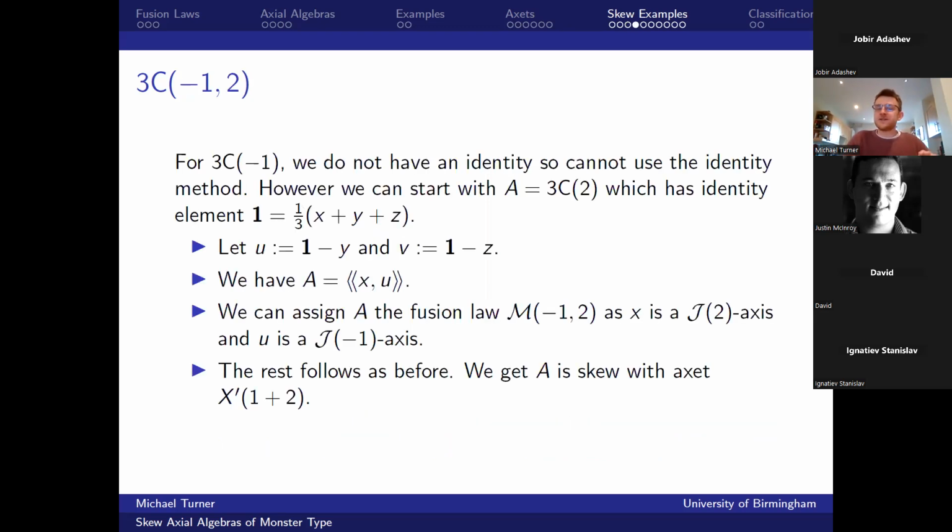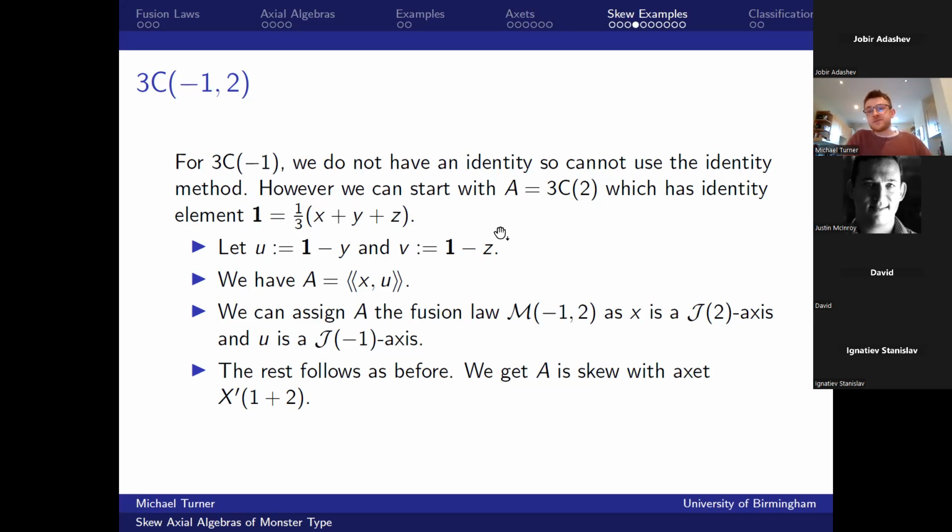Okay, so when alpha does equal a half, we can't do our identity trick because we don't have an identity to start with. However, what we can do is cheat a bit and start with a different 3C and produce an axial algebra of monster type -1, 2. So we start with 3C2, and this does indeed have an identity element of 1/3 x plus y plus z. I'm still using the same basis as when I first defined 3C.